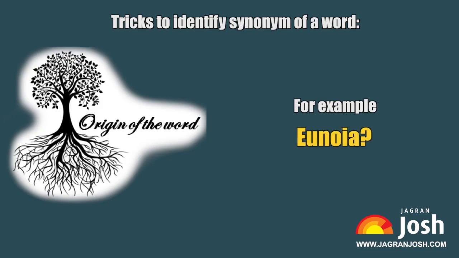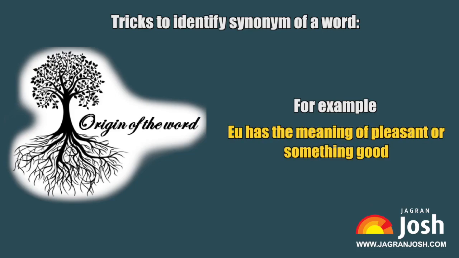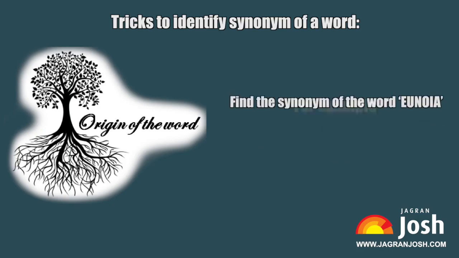It may sound intimidating, but someone familiar with English for quite some time can at least reach half the answer. The trick is to divide the word. It is eu plus noia. Eu has the meaning of pleasant or something good. So let's solve the below question. Find the synonym of the word eunoia.